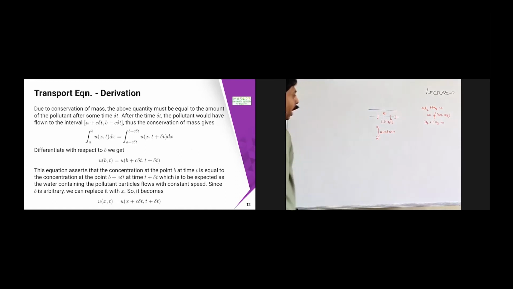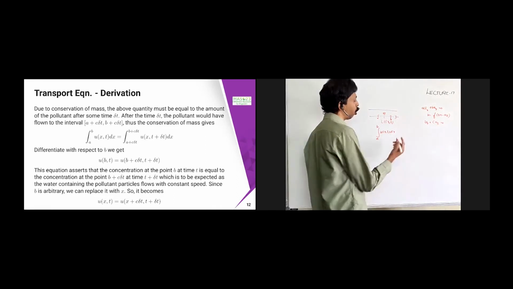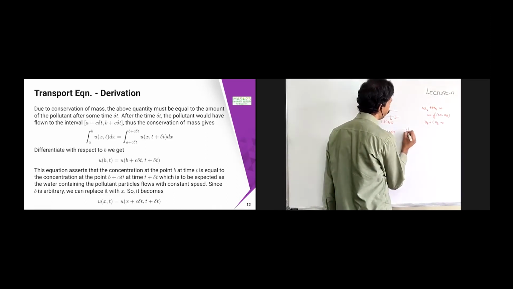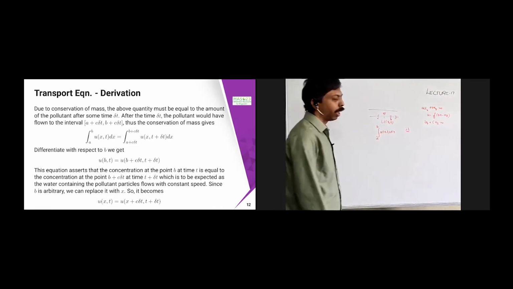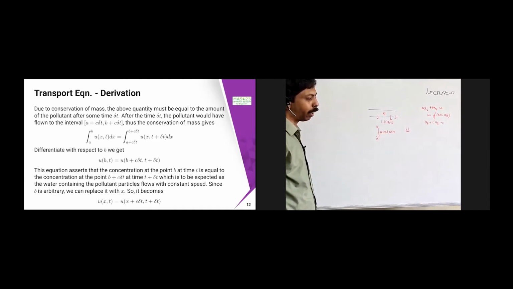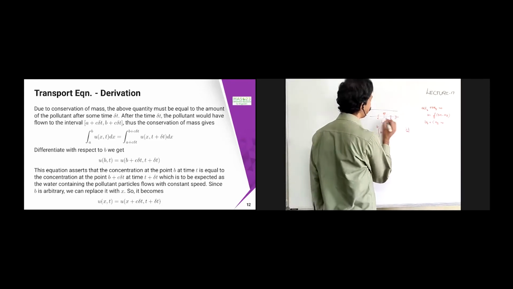Due to the conservation of mass, the above quantity must be equal. I'm going to take a small delta t interval and observe what is going to happen in that interval. The pollutant quantity must be equal to the pollutant quantity after some time t also. At time t and time t plus delta t it should be the same. So if I have this, now I am just shifting it over here.